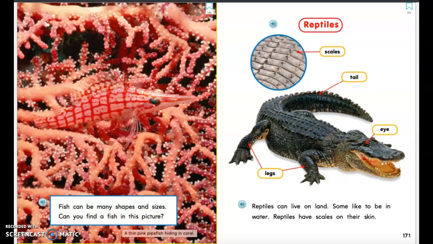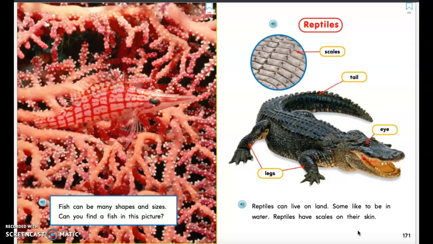Okay, guys, our next section is all about a new animal group. It's reptiles. Whoa, there's a lot of captions popping up. Reptiles can live on land. Some like to be in water. Reptiles have scales on their skin.